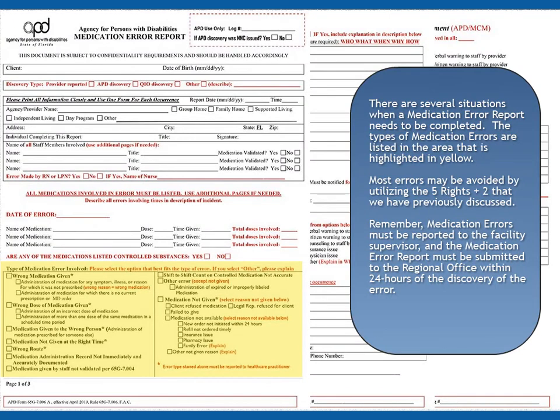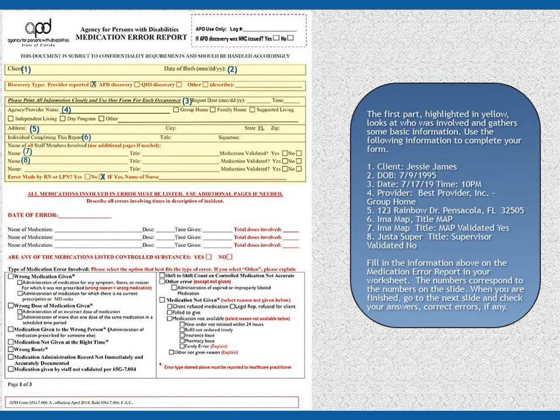There are several situations when a med error report needs to be completed. The types of medication errors are listed in the area that's highlighted in yellow. Most errors may be avoided by utilizing the 5 rights plus 2 that we have previously discussed. Remember, medication errors must be reported to the facility supervisor, and the medication error report form must be submitted to the regional office within 24 hours of the discovery of the error. We will be completing the form systematically using the information from the off-site custody form.